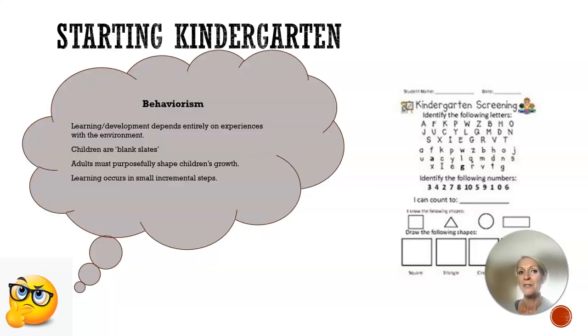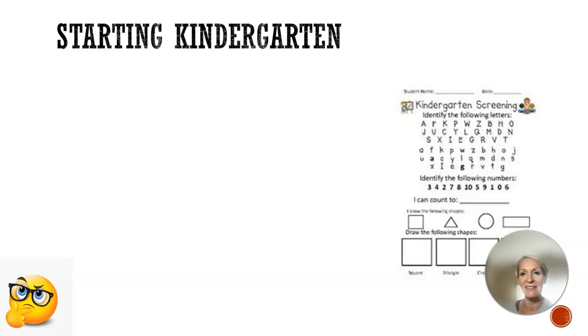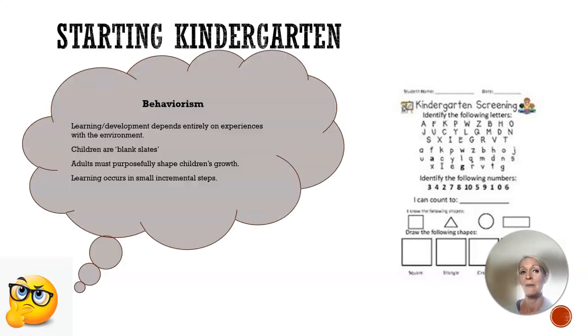Now let's move to a different theory. Okay, let's say we have the exact same situation. A 5-year-old scores a lot lower than their peers on an assessment. Well, a behaviorist, someone who believes in behaviorism, believes learning and development depends entirely on experiences with the environment. So instead of the maturationist, who is all genetics, behaviorists are all environment. They believe that children are born blank slates, and adults must purposefully shape children's growth. And therefore, learning occurs in small incremental steps as children are conditioned.